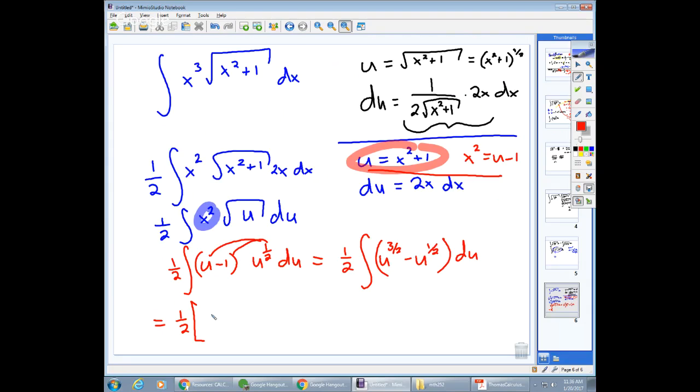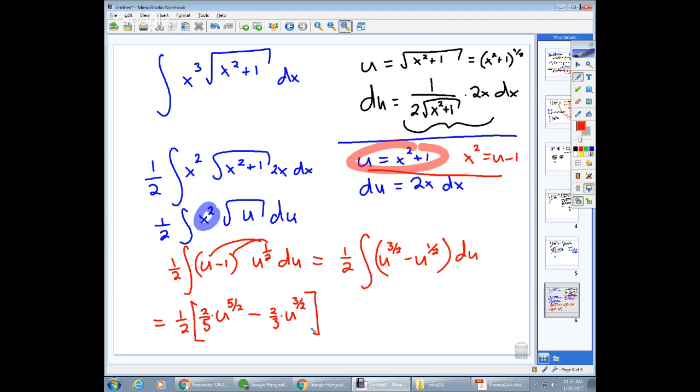Nope. You add 1 to the power. So 3/2, add 1 to that would give me 5/2. So I'd have u to the 5/2 divided by 5/2, or you could say times 2/5, minus increasing 1/2 by 1 is going to give me u to the 3/2. And then what, times 2/3? And does that clean up much? I could factor out a u to the 3/2, but I don't think that makes it any prettier.